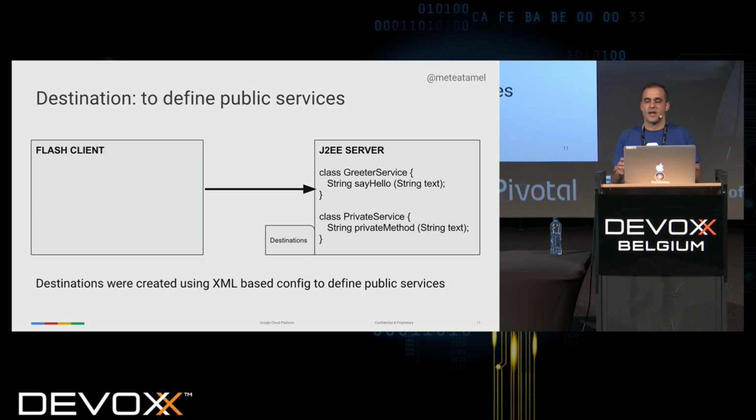So the first thing that we had to create was the notion of destinations. Destinations was an XML configuration that you could define on the server. And in this XML configuration, you would basically say, these are my services, these are the public methods that you can call. And then by listing it in these destinations, you're basically making them public to the world. And then this destinations XML would also be baked into the Flash client. And then the Flash client will use this destination and contact the server. So this was the first notion, destinations, that we created.